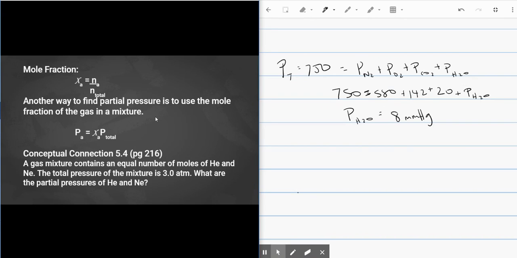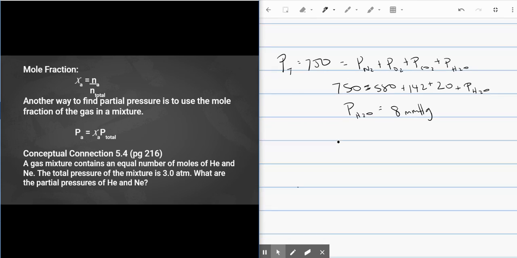And yet another way to find partial pressures is using something we call the mole fraction. It's just a ratio of how many moles of the individual gas you have over the total moles of gas. And to find the partial pressure, you take that mole fraction and multiply it by the total. So let's do the conceptual connection.